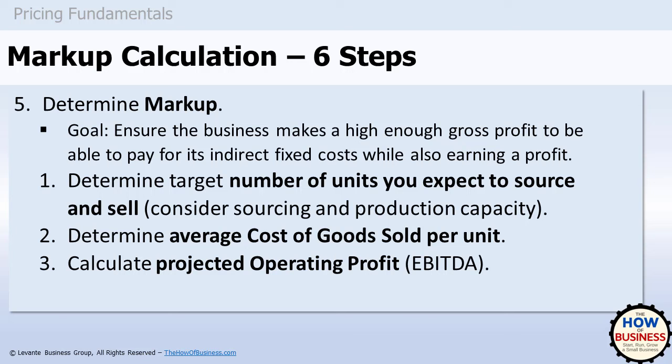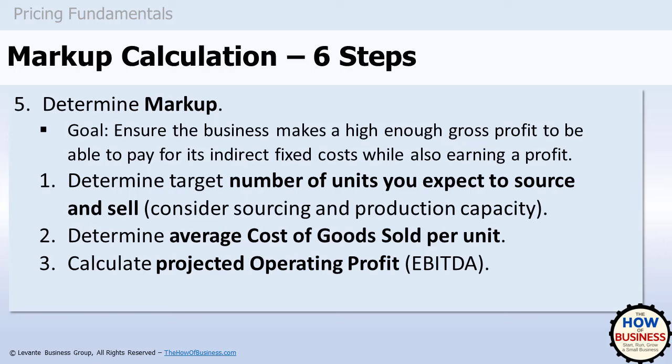Now I go back in step 5 and validate or adjust my markup. The goal here is to ensure that the business is going to make a high enough gross profit on that revenue, so again, revenue minus cost of goods sold, a high enough gross profit to be able to cover my indirect expenses or my overhead, with enough left over to make a profit that's worthwhile, that makes sense for the investment that I have made, or I'm about to make, or I'm still making in my business.